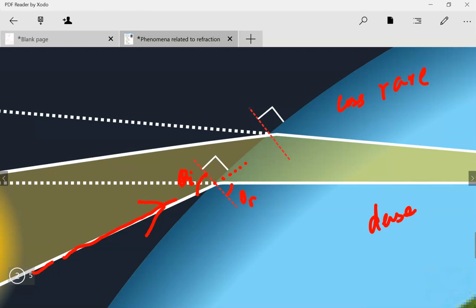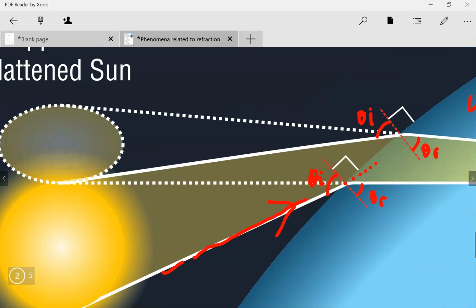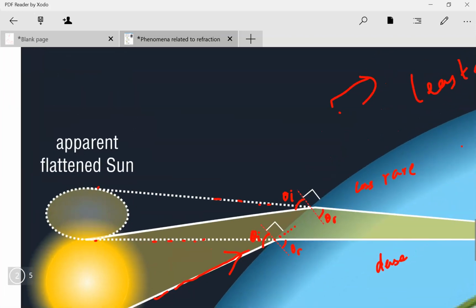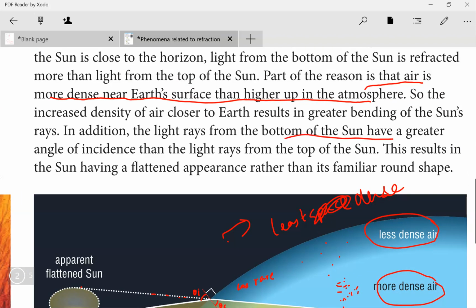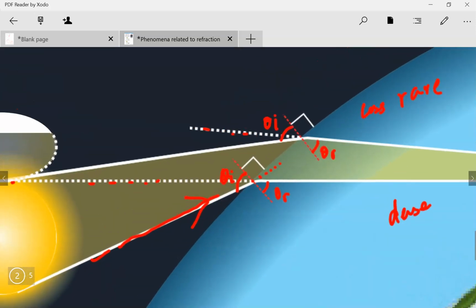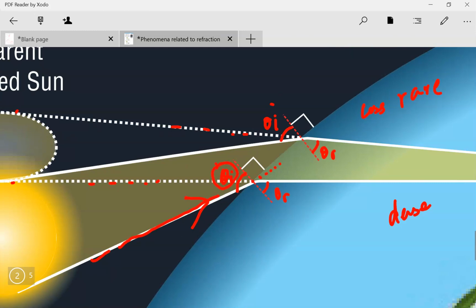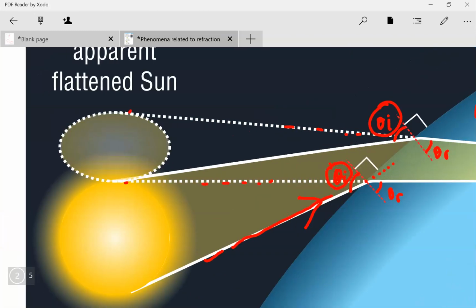Same thing over here, right? This is your actual degree. This is your theta R, which is bending towards the normal. Again, we are going to extend that backwards. When we look at the sun, we're not going to account for this bending. Just like the apparent depth, we just extend those lines backwards like here, and we get a kind of flattened image. And the second important thing that you have to say is that the light rays from the bottom of the sun have a greater angle of incidence than the light rays from the top of the sun. So this angle of incidence here is greater than this angle of incidence here, which results in this flattened shape.